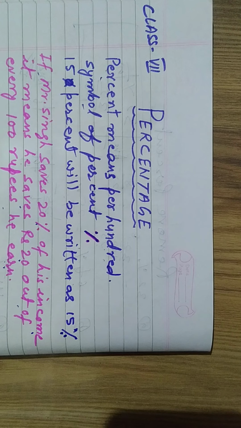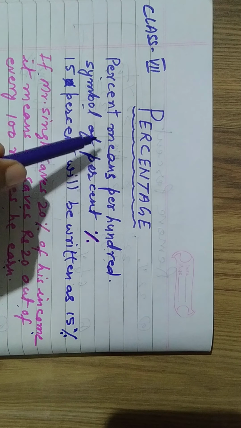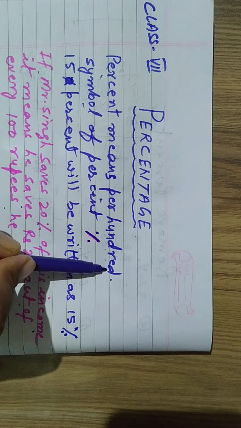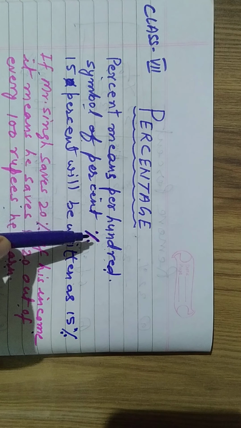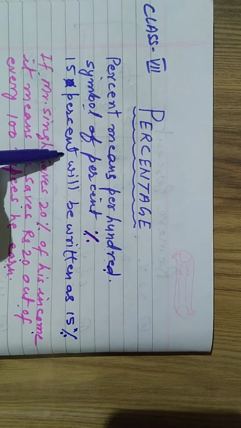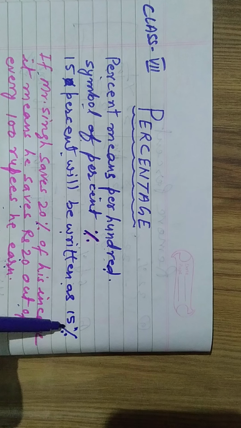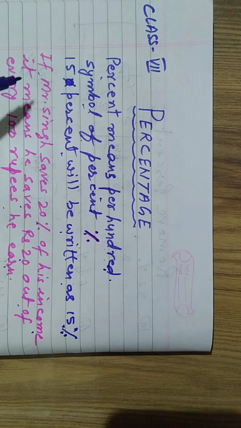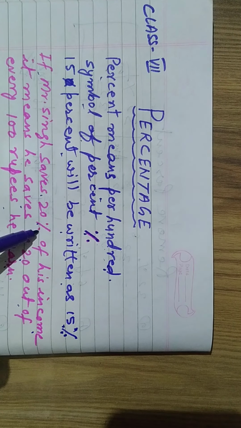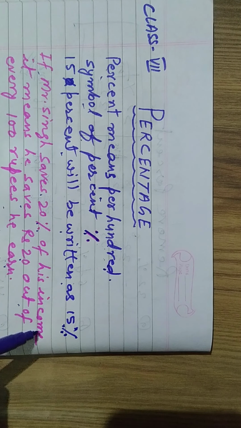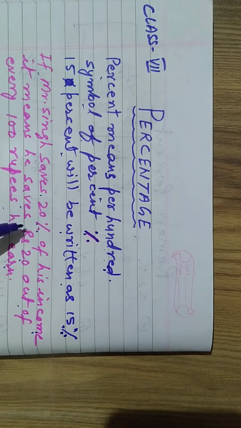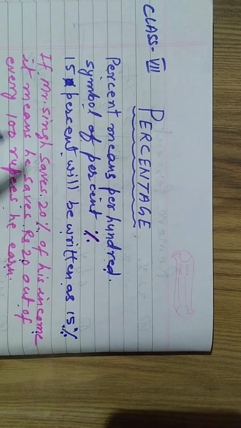Today's topic is percentage. Percentage means per hundred. Symbol of percentage: 15% will be written as 15%. If Mr. Singh saves 20% of his income, it means he saves rupees 20 out of every 100 rupees he earns.